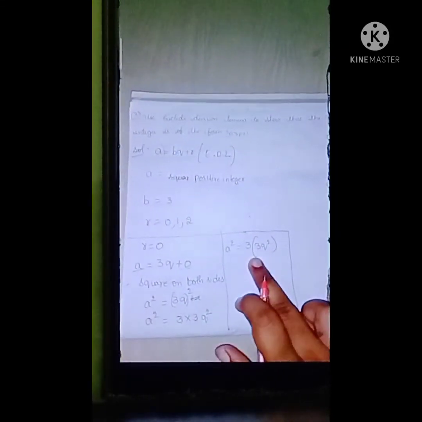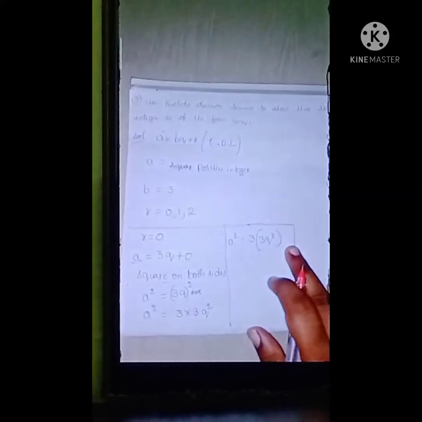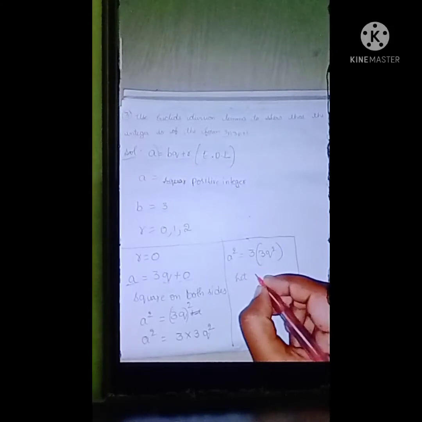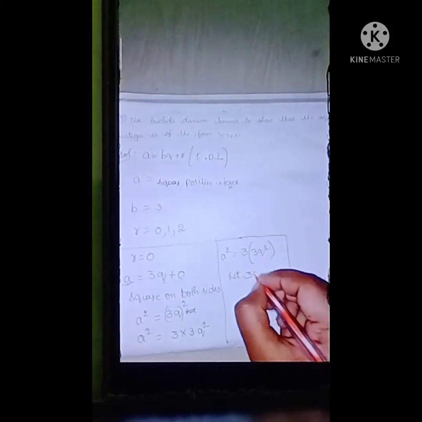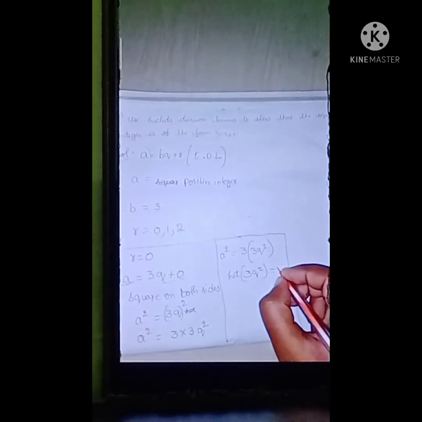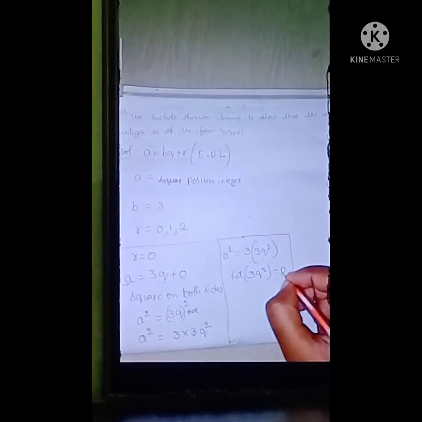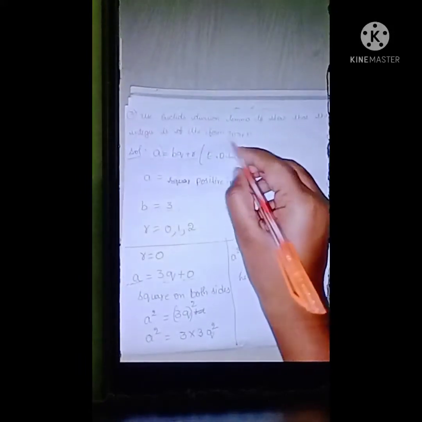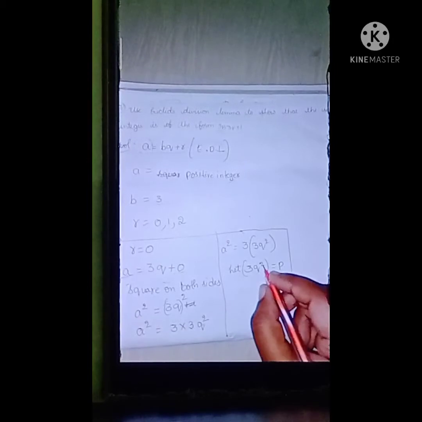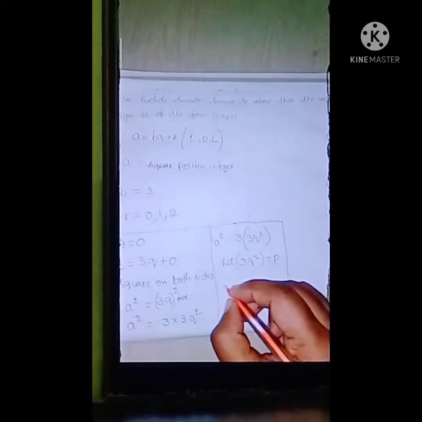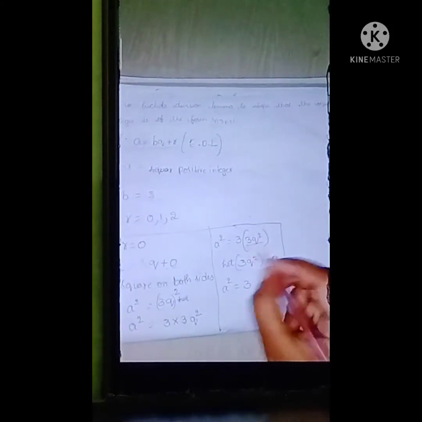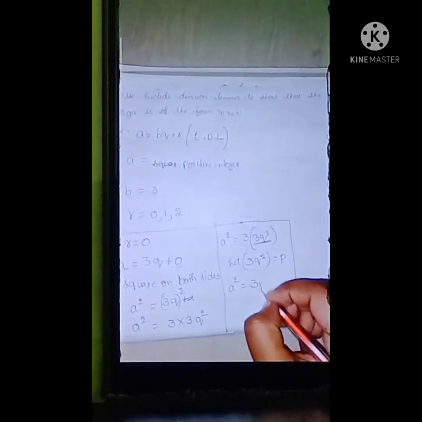equals to 3 into 3q square. Okay, now let in the bracket what we have 3q square. Now let 3q square is equals to p. Okay, why I am taking p? Because to show in the form of 3p. So a square is equals to 3 into, instead of 3q square I am writing p.